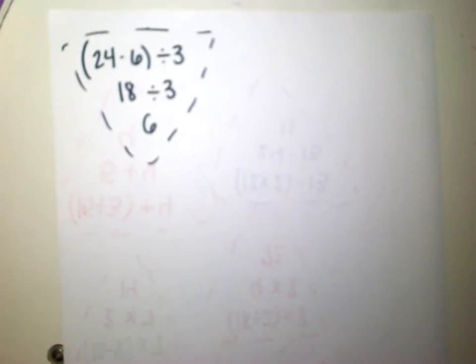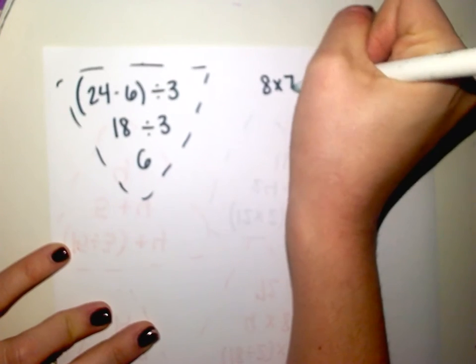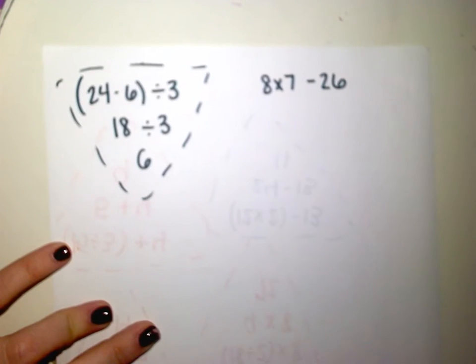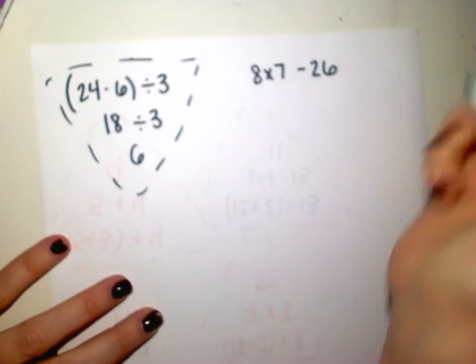Okay, and the last one like this. Multiply 8 by 7, then subtract 26. What does it look like? Alex. It looks like 8 times 7 minus 26. Okay, good. And I don't need parentheses because I would do multiplication first anyway.